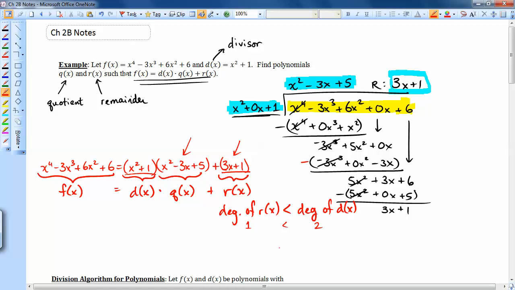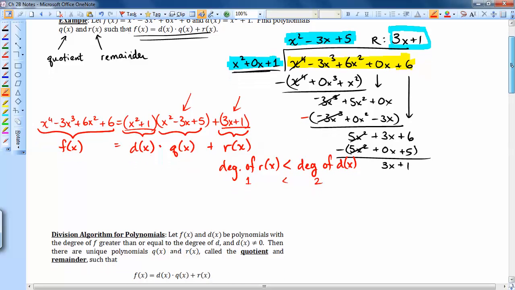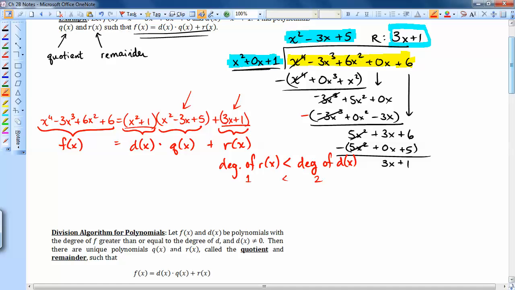And if it's bigger, then you haven't divided enough yet in your steps. You should just keep carrying out that long division until it's smaller. Otherwise, you've got more steps to go. Okay, so if we look down here at the division algorithm for polynomials, that's what this is basically just saying.